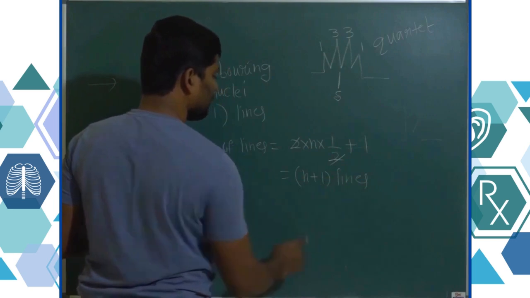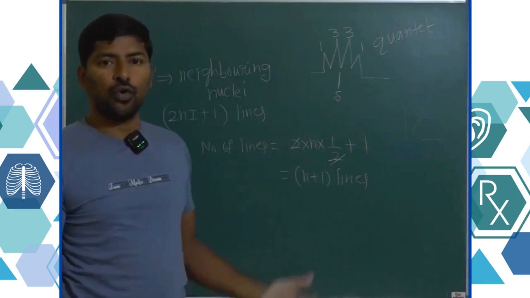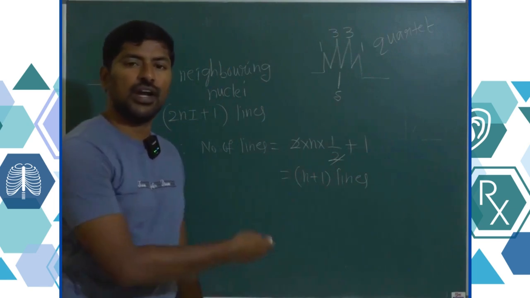That means if 2 neighboring protons are there, 3 lines. If 3 neighboring protons are there, 4 lines. If 4 neighboring protons are there, 5 lines we will get.